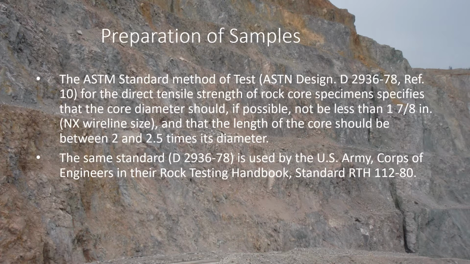The ASTM standard method of test for the direct tensile strength of rock core specimens specifies that the core diameter should be, if possible, not less than 1 7/8 of an inch, which is basically NX wireline size, and that the length of the core should be between 2 and 2.5 times its diameter. The same standard is used by the U.S. Army Corps of Engineers in their rock testing handbook.